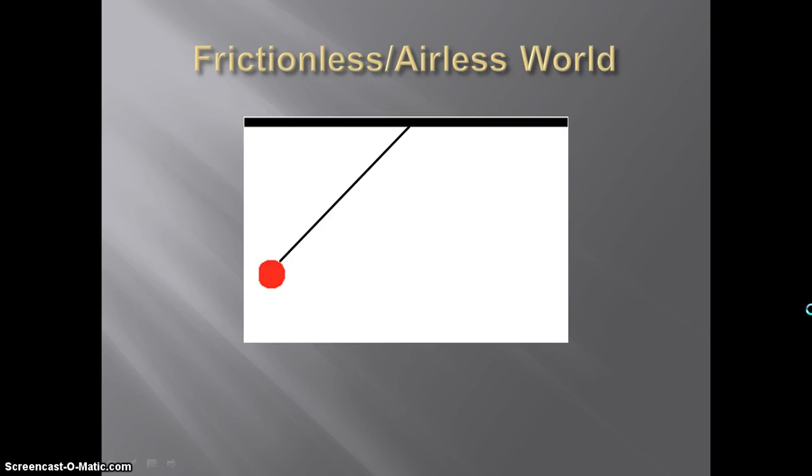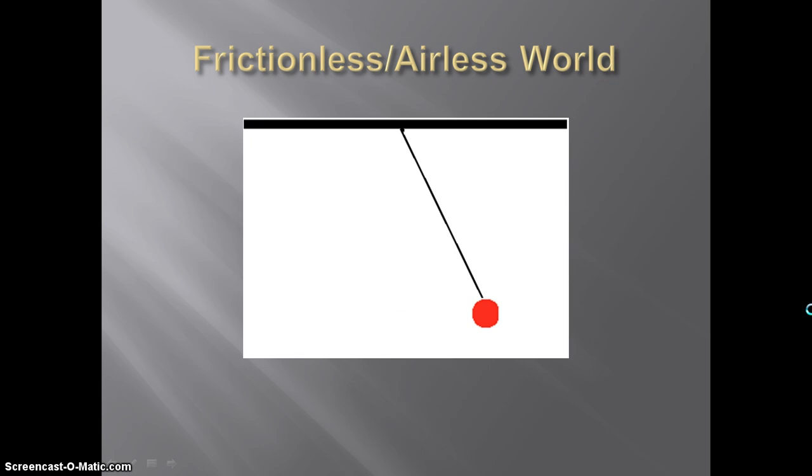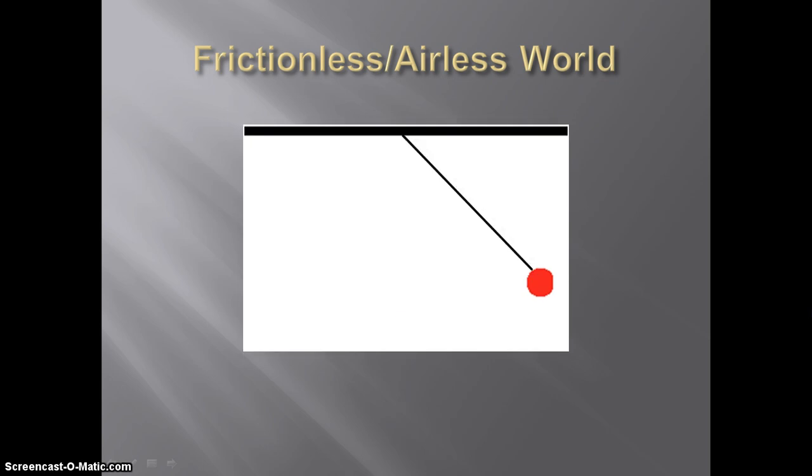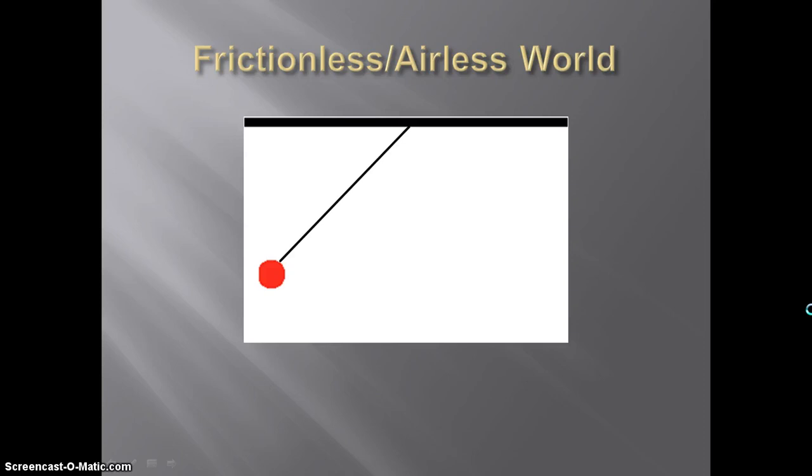Another example in the frictionless, airless world is a pendulum. So we have here a ball on a string hanging from the ceiling, and we release it and it will begin to fall. As it falls and reaches this middle point, it will begin to rise. But it cannot rise any higher than it initially started. When it gets to this height, it will fall back down and rise to its initial starting point.